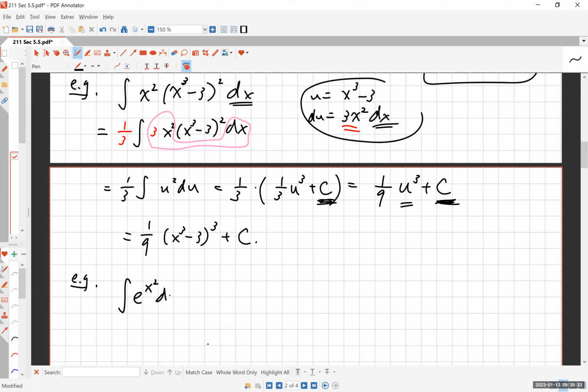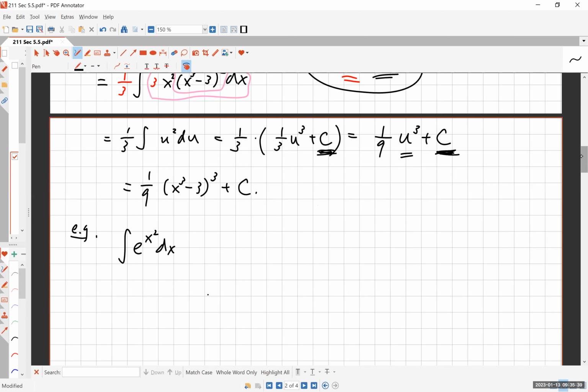e to the x squared. Some time ago, maybe in the previous section, I said this function is actually not easily integrable. The antiderivative cannot be written as a simple elementary function. There's no easy simple function whose derivative is e to the x squared.